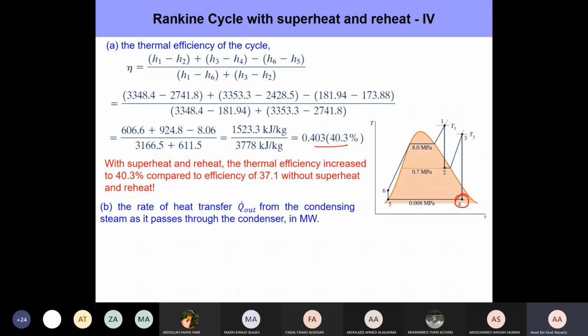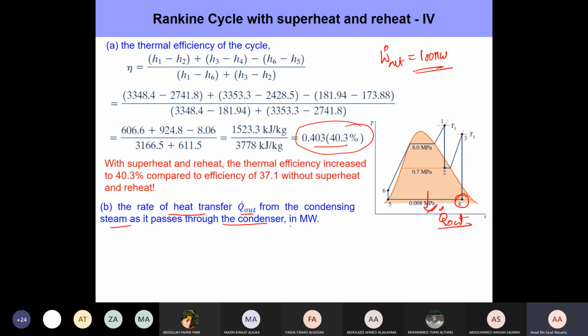Now we also have to calculate the rate of heat transfer, Q dot out, from the condensing steam as it passes through the condenser. As the steam passes through the condenser, it has to reject some amount of heat. The question is, how much is that? How much does it have to reject? Now we were provided the network output of the cycle. It was 100 megawatt. Now we need to calculate the Q dot out, and we also know the efficiency.